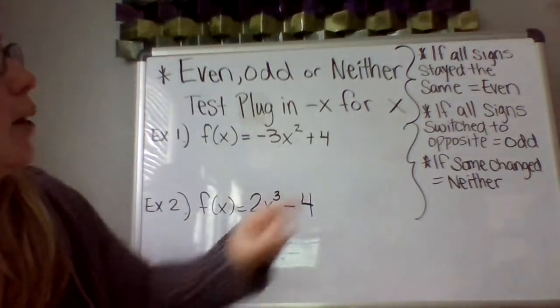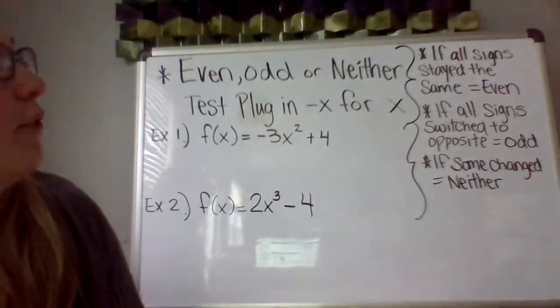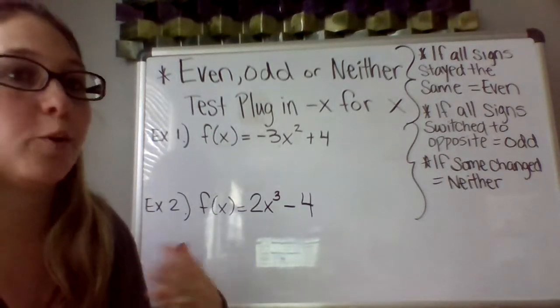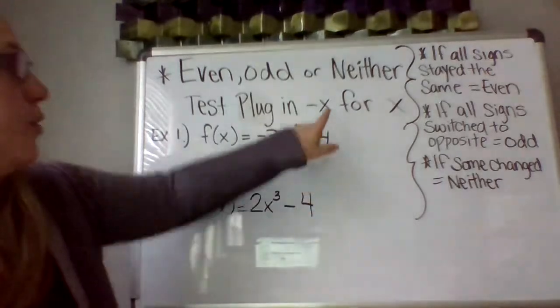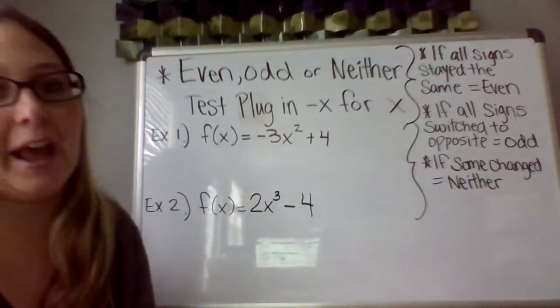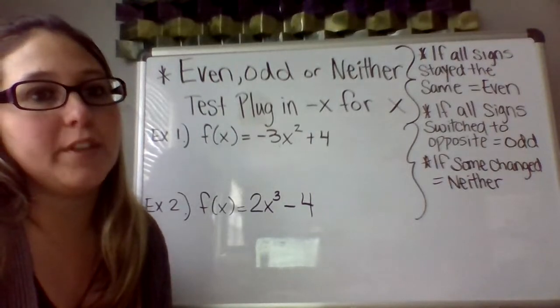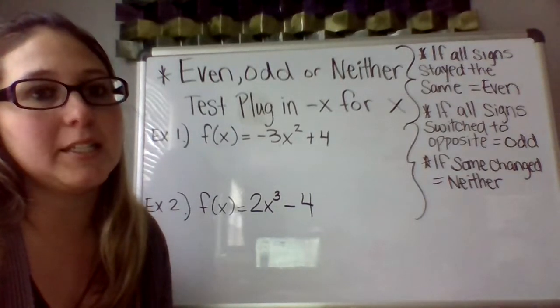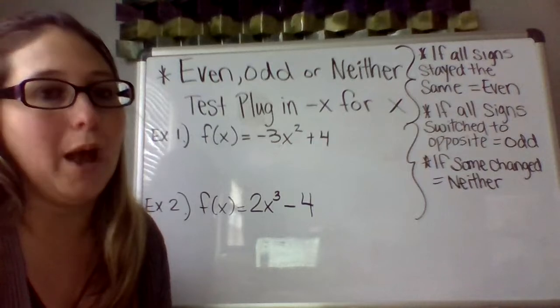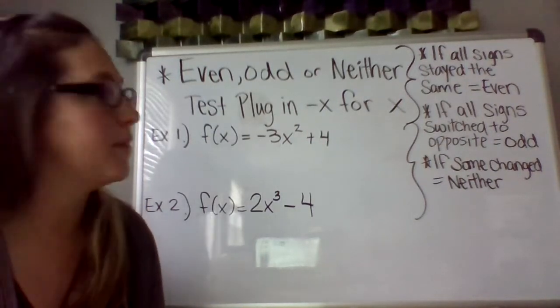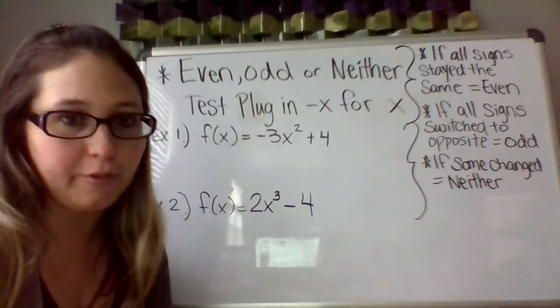it. The rules indicate if all the signs stayed the same. So if you end up with the original function after you did this, then you're going to have an even function. One of the things about even functions is it's symmetric about the y-axis. So sometimes you can also determine that it's going to be an even function by just seeing the graph.